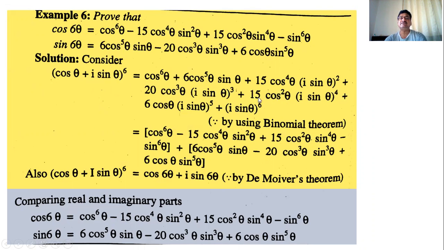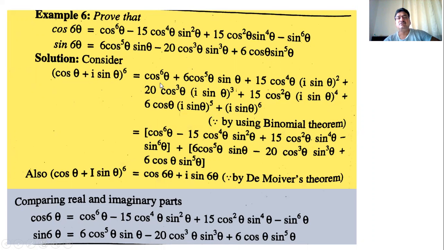Then plus the next term, 6C5. 6C5 is 6 by using a calculator. The power of cos theta is here 2, therefore here is 1, and i sin theta raised to 4, here raised to 5. And then the last term is 6C6. 6C6 is 1, and its power becomes 0, that is 1, and therefore i sin theta raised to 6.